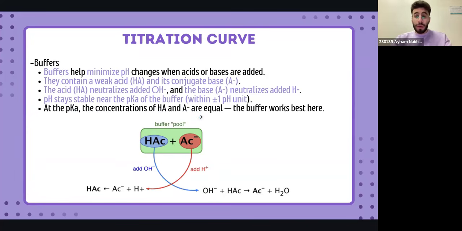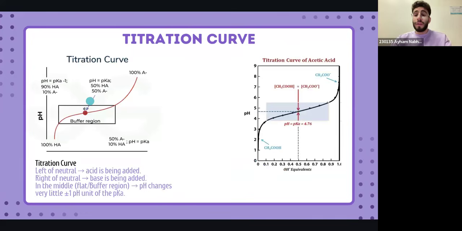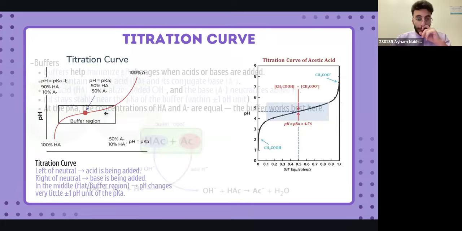You might ask me, where can we see it in the titration curve? It's this point, which is the buffering region, where the pKa is going to be equal to pH, and the buffer is going to be working at its best.